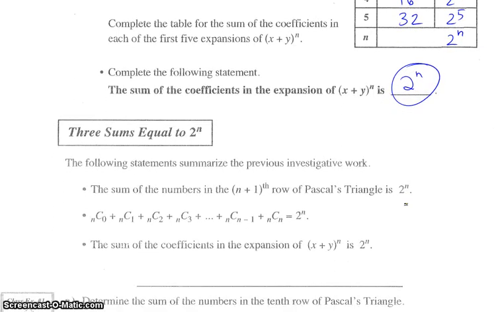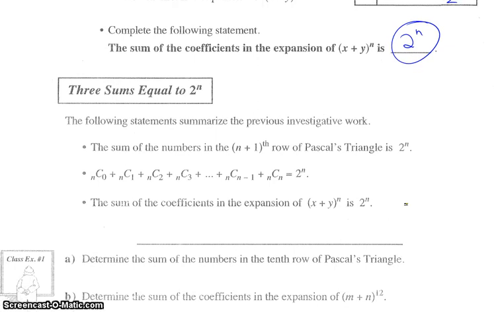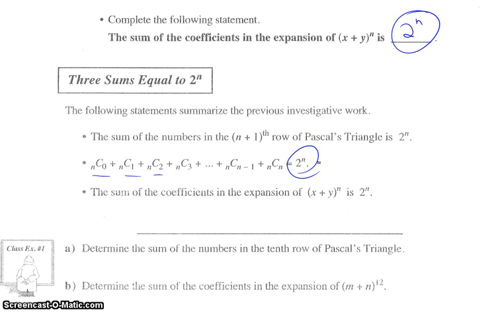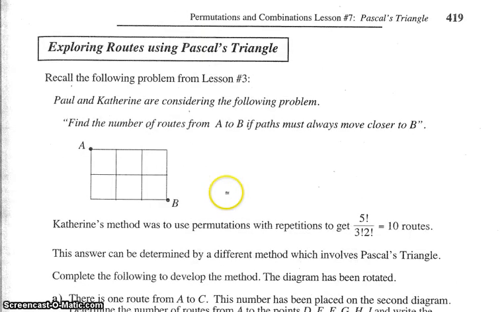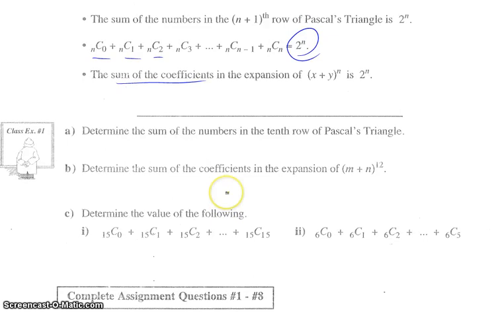3 sums equal to 2 to the n. Okay. So they're just reminding you again that the row can be written as combinations and therefore add up to 2 to the n. We're going to put that to work on some examples. All right, example number 1.